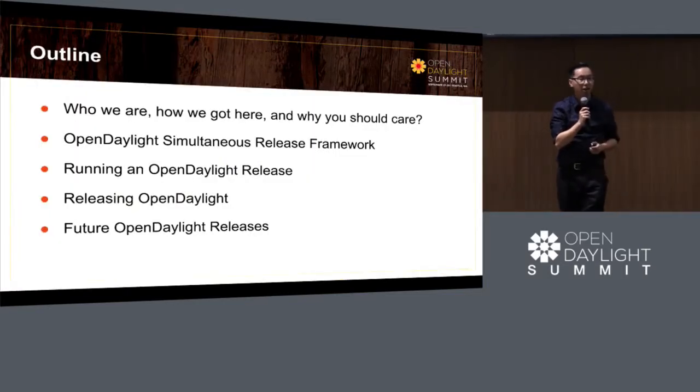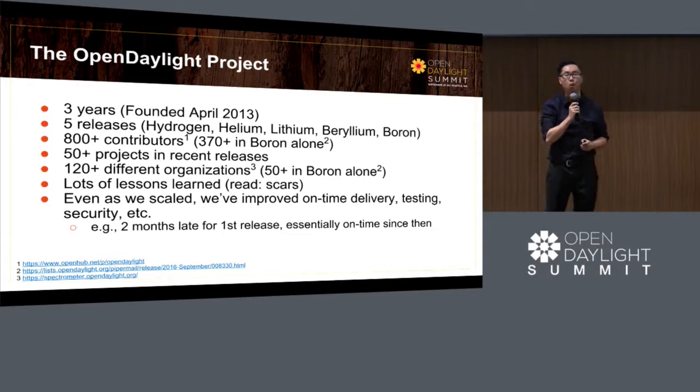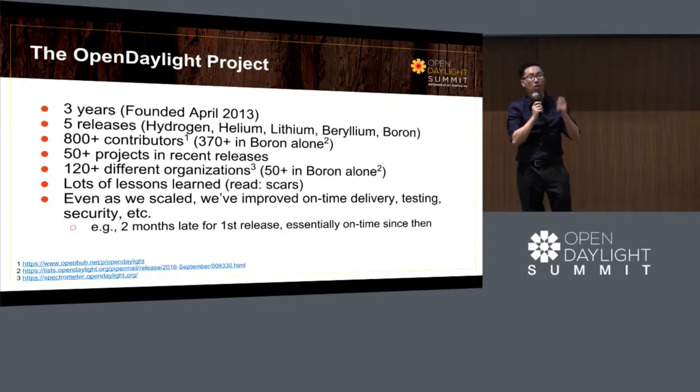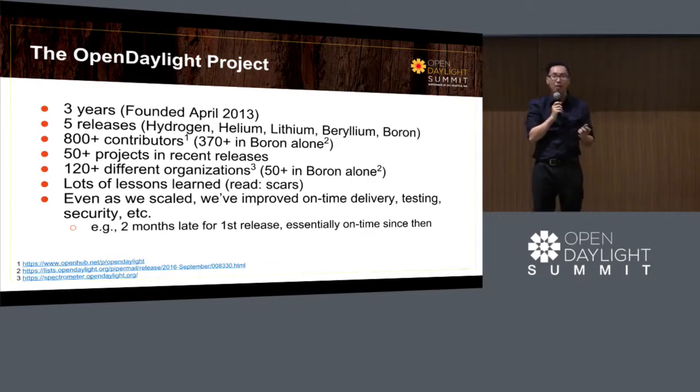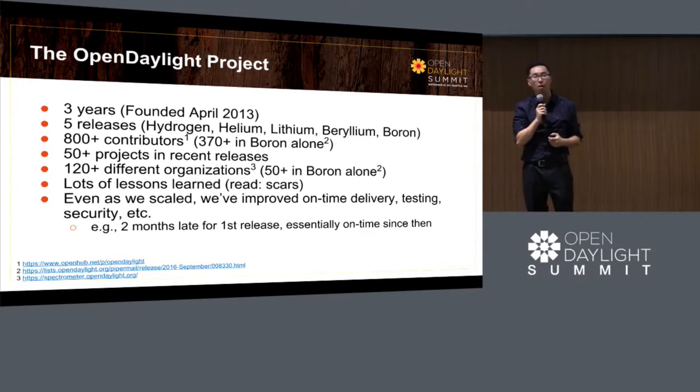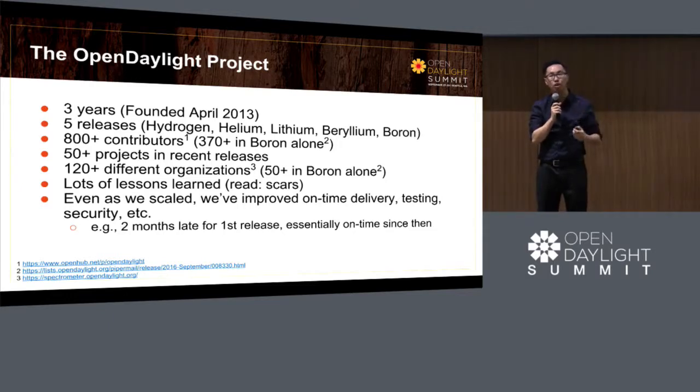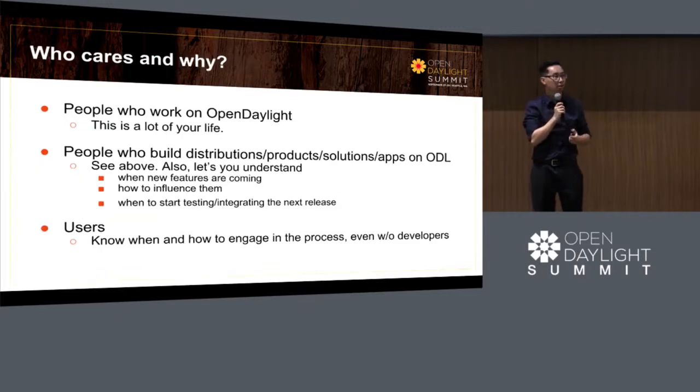So today we'll be talking about 120 different organizations and companies. That's a lot of moving parts to manage. And through it all, we're able to deliver roughly on time, give or take. But not always. In the beginning, we were actually about 2 months late. And somehow we've been able to shrink that down. And that comes from a tremendous amount of lessons learned, read: battle scars, and continuous evolution and refinement to our process.